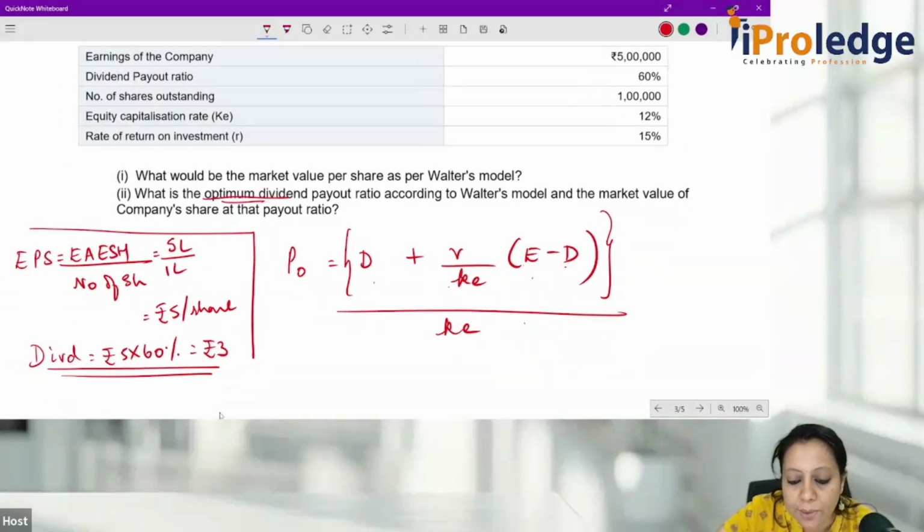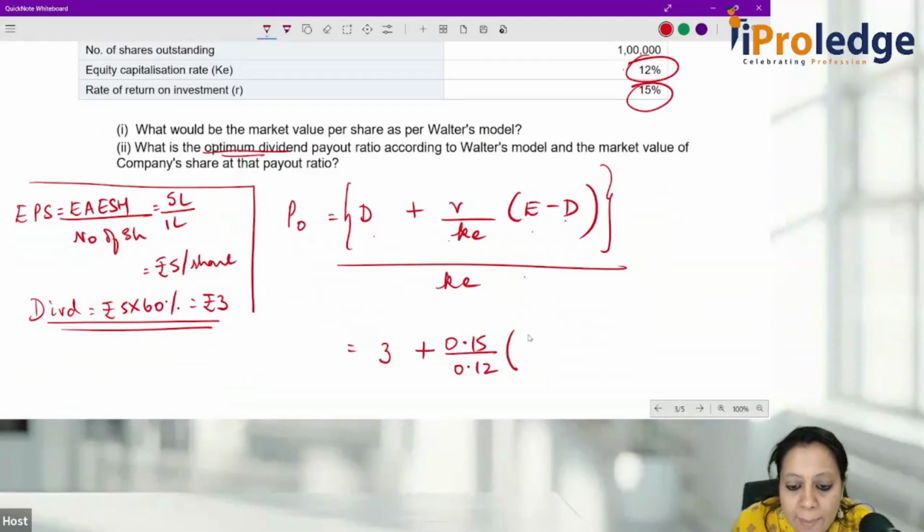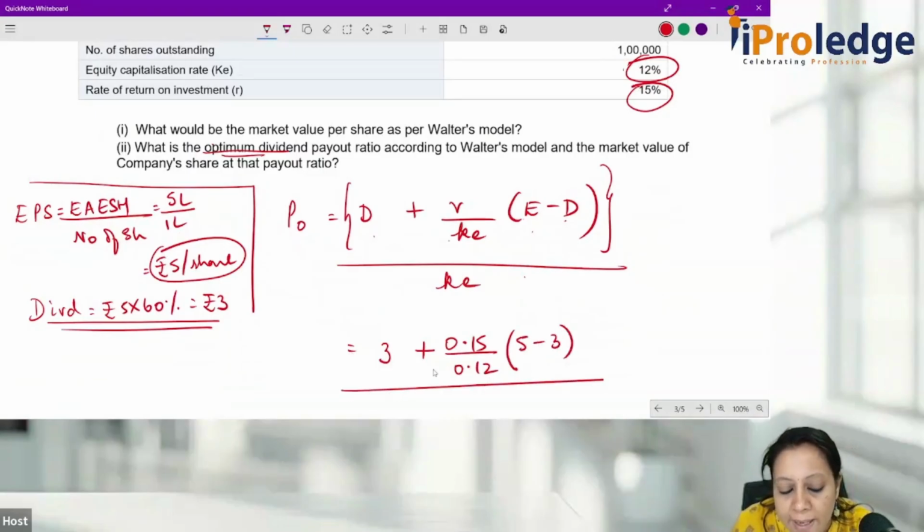So P0 is equal to dividend rupees 3 plus R. R is how much? 15, divided by KE which is 12 percentage. So 0.15 divided by 0.12 into E minus D. What is E, students? E is 5. So 5 minus 3, the whole divided by KE. KE is how much? 12 percentage, 0.12.